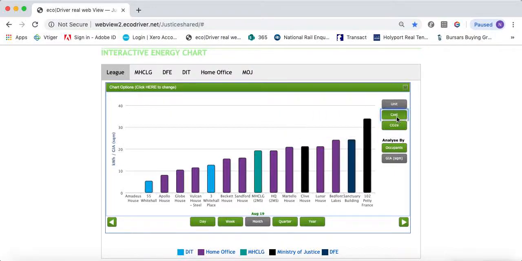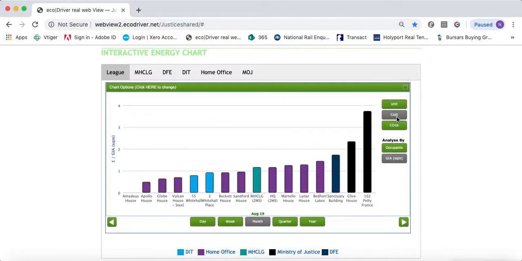Now, with one press of the button, we can change that to cost. And this allows us to look at it in terms of pounds. And here you can see Petite France is 3.72 per square metre. And then down here, you've got Lunar House is 1.27. So as you can see, it gives you some really good quality information.